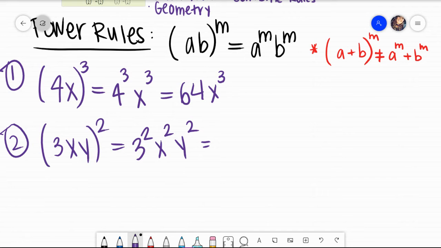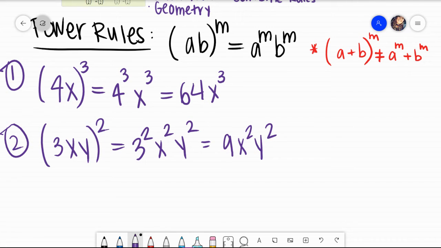So because my 3xy is being squared, or raised to the second power, you raise your 3 to the second power, you raise your x to the second power, and you raise your y to the second power. If it asks you to leave it in exponential form, 3 squared x squared y squared would be your answer. If it asks you to actually evaluate, 3 squared is 9, so it would be 9x squared y squared.